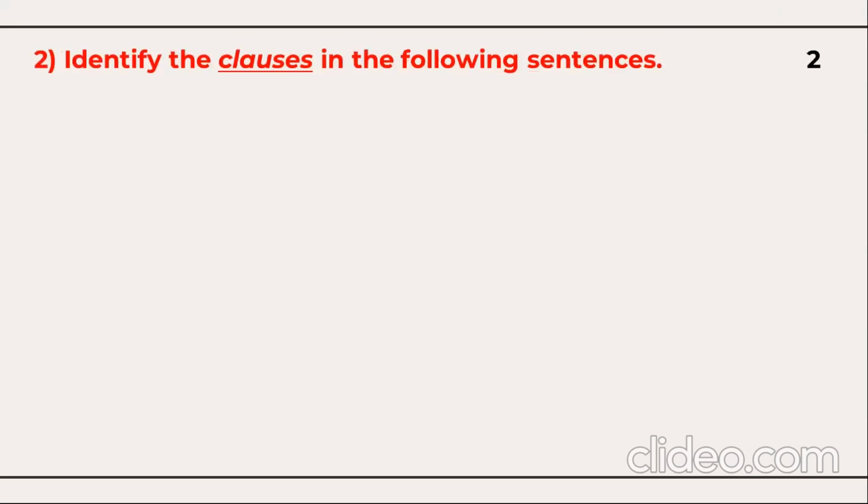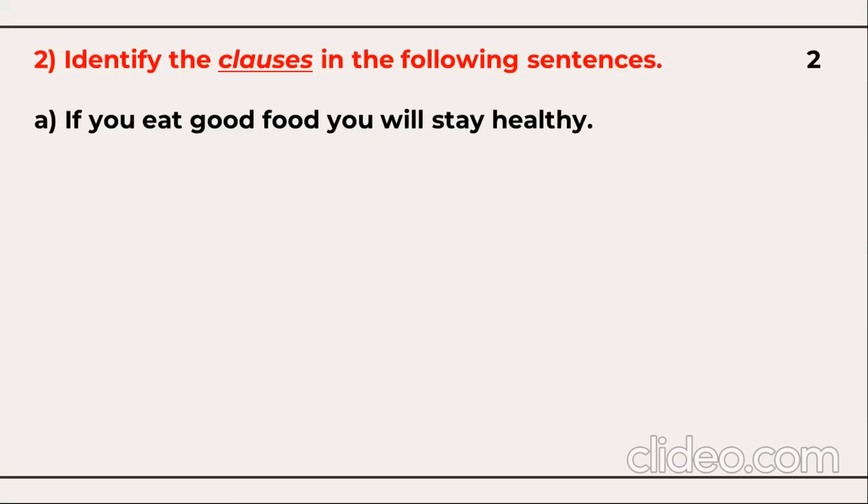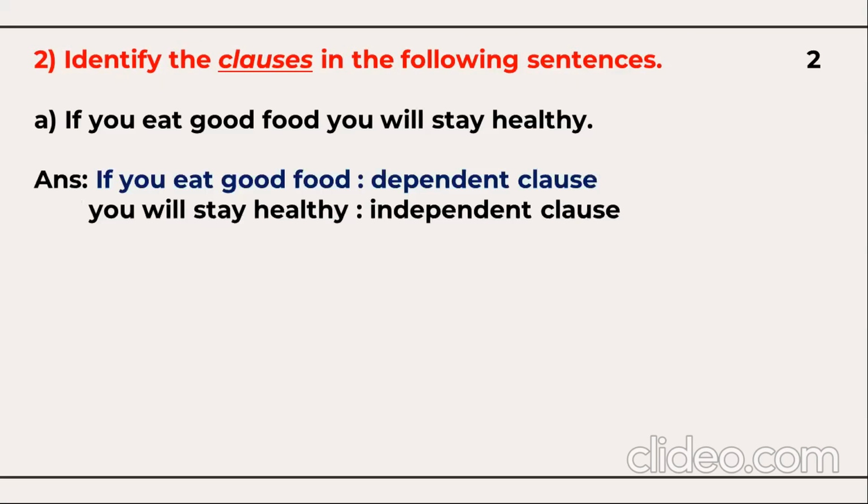Then clauses, which again have a weightage of 2 marks. And the question is like this: if you eat good food, you'll stay healthy. Let me recall my previous video here. There are 2 types of clauses: dependent and independent. So if you eat good food, you will stay healthy. In this sentence, if you eat good food is a dependent clause, because if you remove you will stay healthy, you will not get the full meaning.